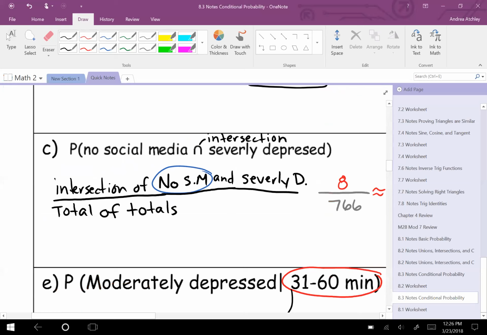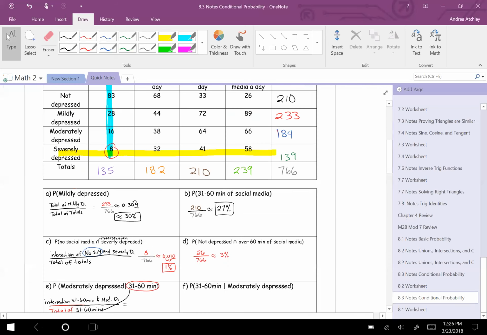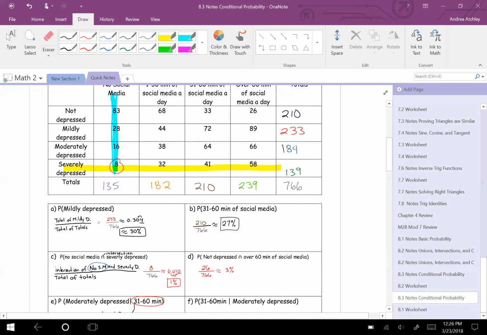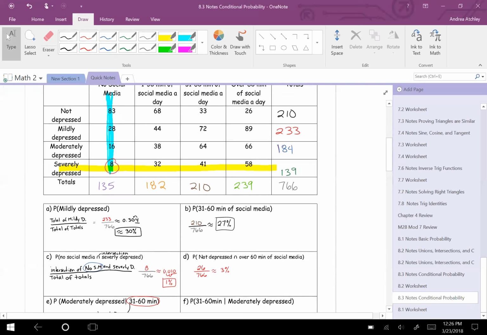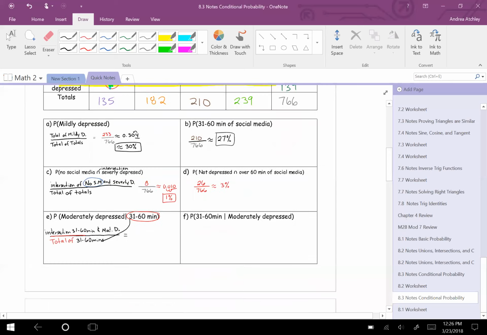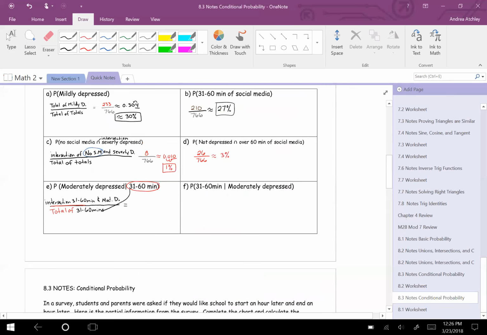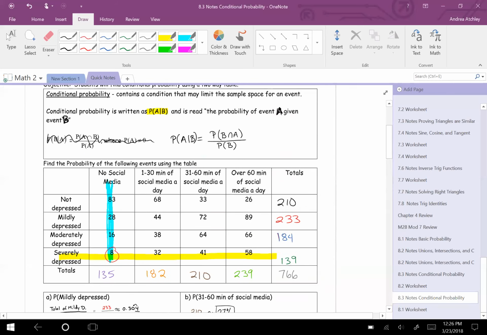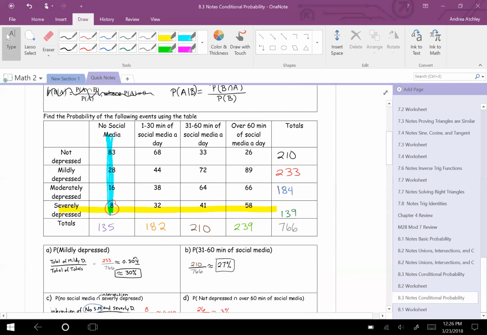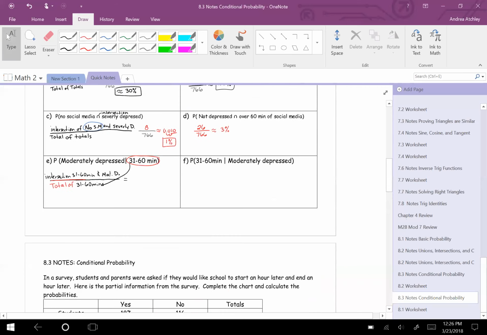So we're going to go back up here. Where are moderately depressed? How many people are moderately depressed? Oh, let's go back up here. Sorry, 31 to 60 minutes. Let's go to 31 to 60 minutes. How many people use social media 31 to 60 minutes? 210. So 210 goes on the bottom.